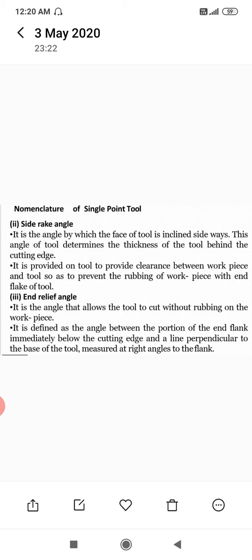Next angle is relief angle or clearance angle. Relief angle is of two types, end relief angle and side relief angle. First, end relief angle. End relief angle prevents the cutting tool from rubbing against the workpiece.